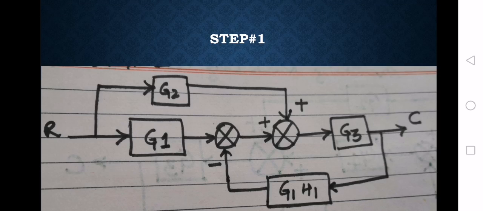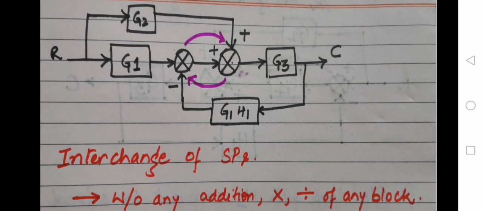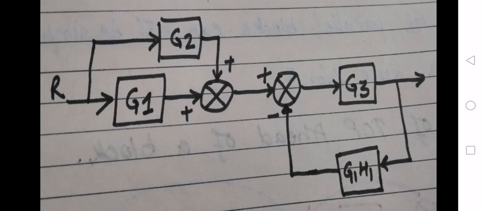We have shifted the summing point ahead of block G1 and made this feedback G1 H1 instead of only H1. The sign remains the same. Now what comes to your mind? What should be the second rule that we apply? Just check the two summers that are adjacent to one another. That means we can directly interchange them without adding or removing any block. So let's interchange them, and this is the block diagram that we have got.